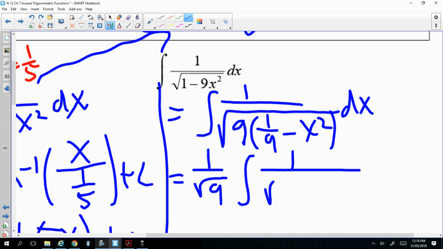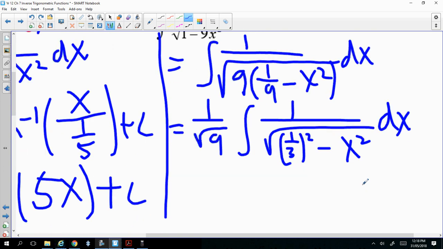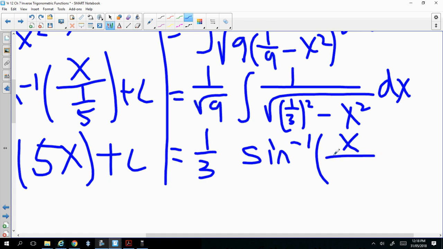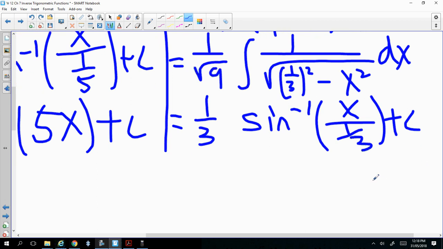Once you have that form, you can work this out. Square root of 9 is 3 times sine inverse. There's no extra bit in front of the sine inverse, over 1/3 plus c. Once you do that, it becomes 3x. So you get 1/3 sine inverse of 3x plus c. Alright, done.